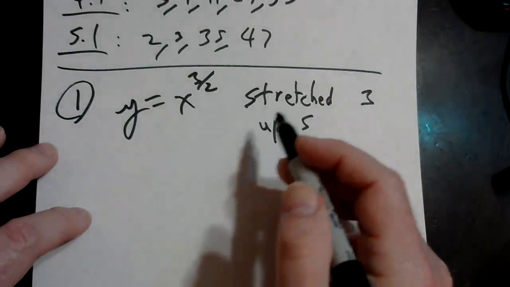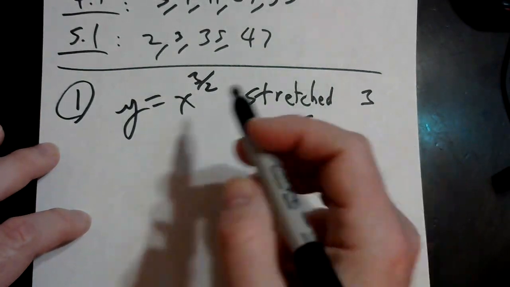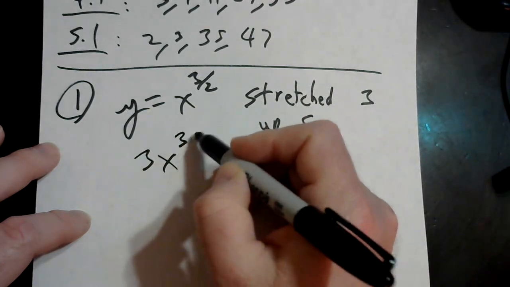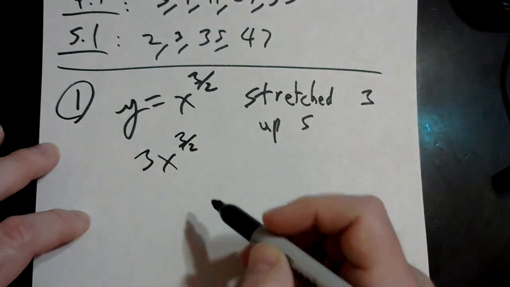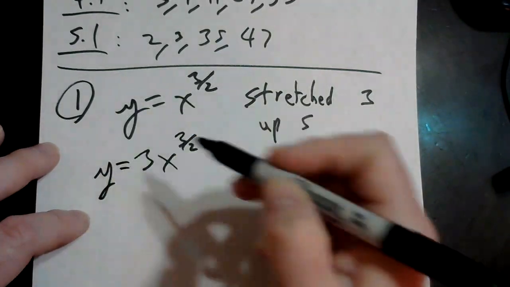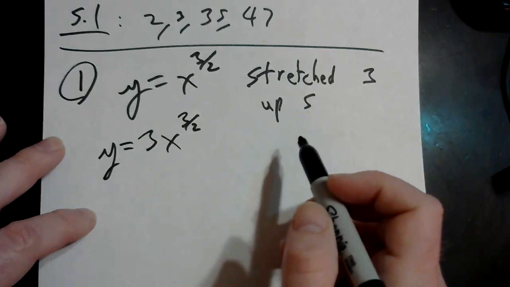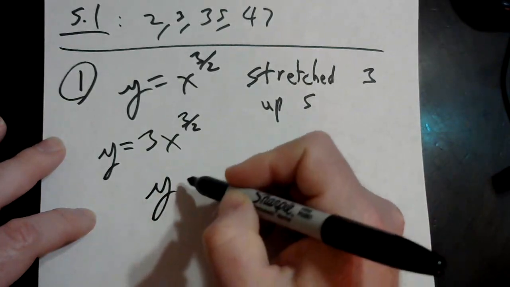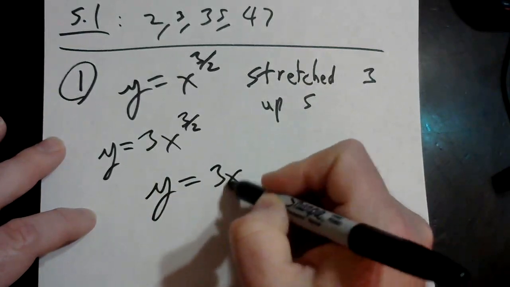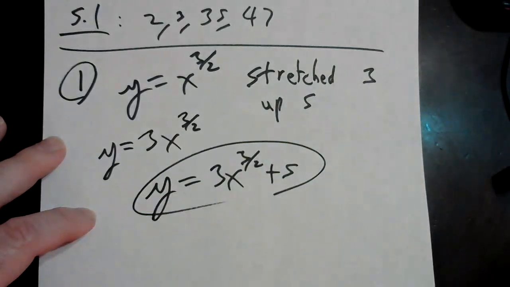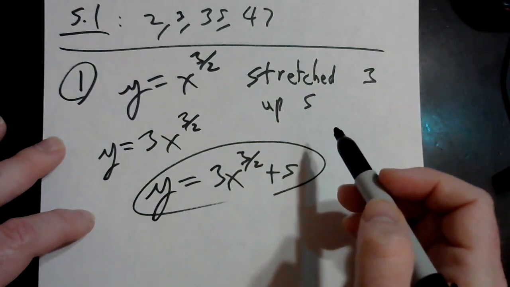Okay. Well, notice that it's kind of implied that that's a vertical stretching. So the very first step would give us 3 times x to the 3 halves. Because whenever you want to stretch a function vertically, you multiply it by a number that is bigger than 1, in this case 3. And then we're supposed to move it up 5. So after that, all you're supposed to do is just add 5 to it. So 3x to the 3 halves plus 5 should be the answer. So we're supposed to do these two transformations in that order.